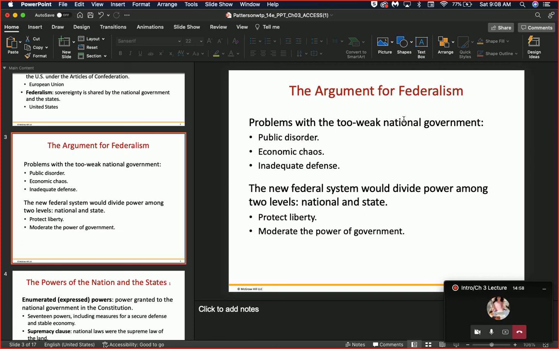So they created this system of federalism, which basically made it so that the states still kept some of their voice. They still kept some of their power, but there was an ultimate authority, the national government, over the entire nation. Okay?